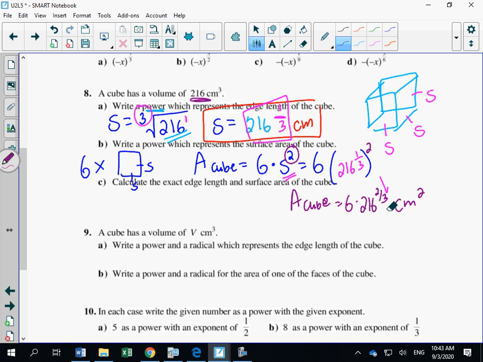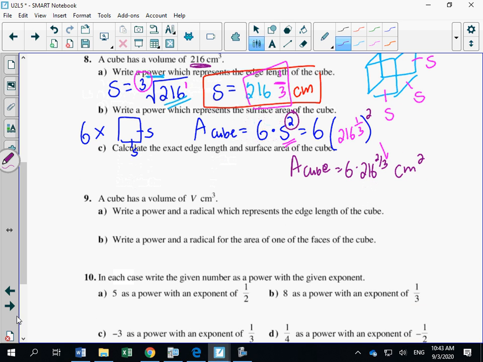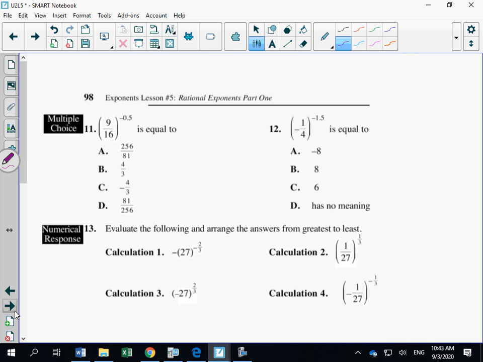Okay? And let's look at number 11. So why do I have number 11 starred? Okay, I want to show you two things. Let's say I gave you this as a multiple choice question on a test. You could simply enter that into your calculator, but then I'm going to show you the math, how you would do this properly. Okay? So 9 over 16 to the negative 0.5.